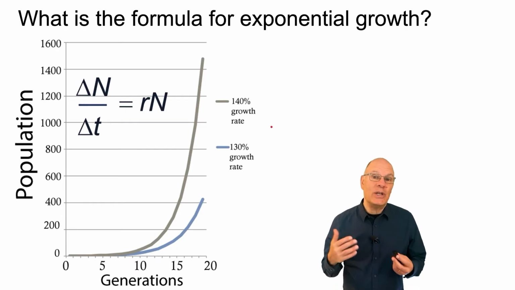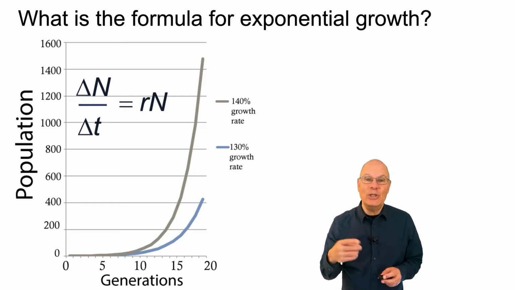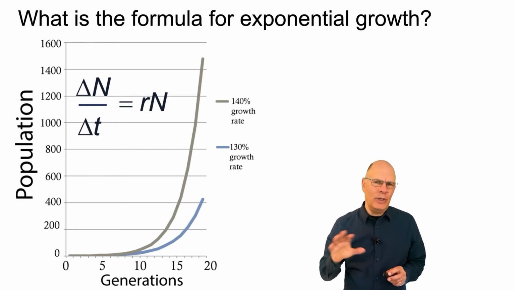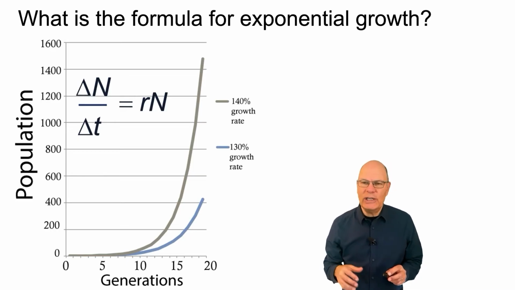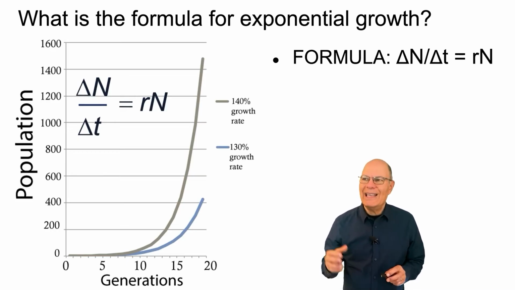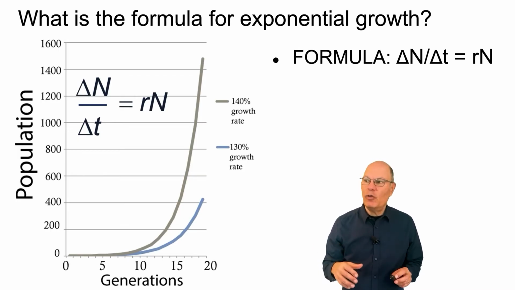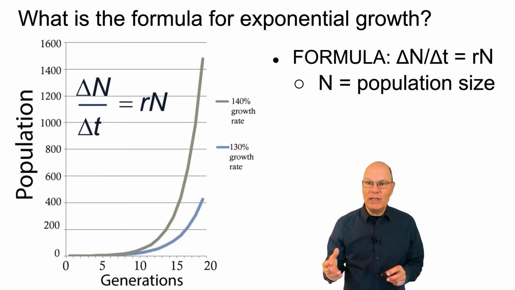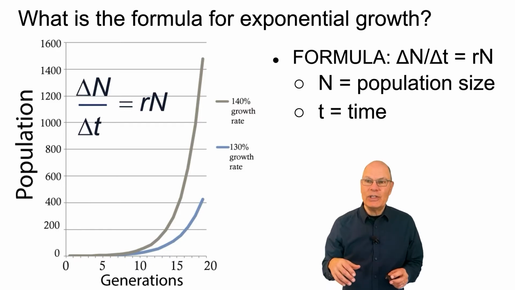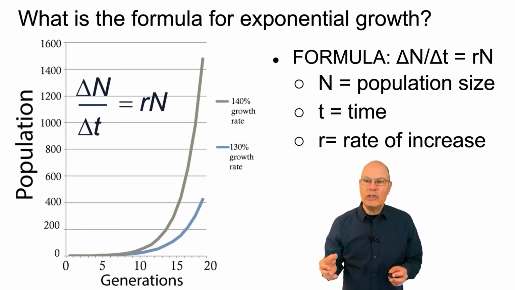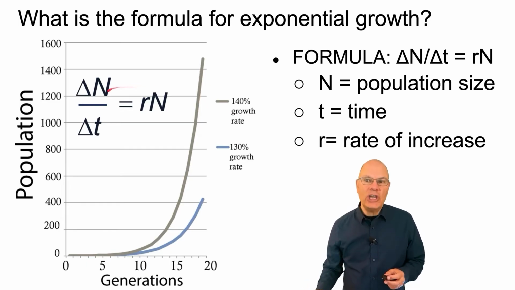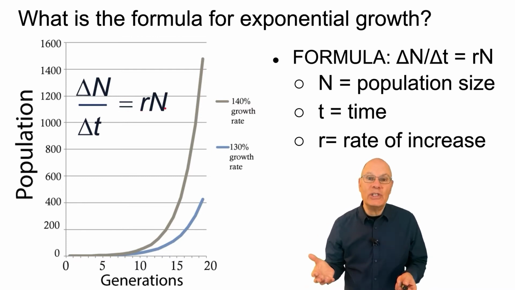Exponential growth is based on a mathematical model, and that's something you need to understand for AP Bio. You don't need to memorize it. There's a formula sheet. The formula is delta N over delta t equals r times N. In this formula, N represents the population size, t equals time, r is the rate of increase. So in plain English, the change in population over time equals the rate of population growth times the population size.